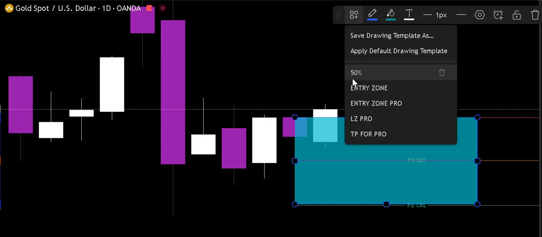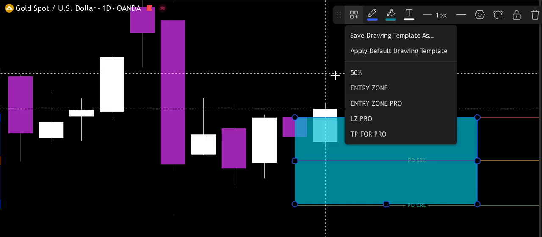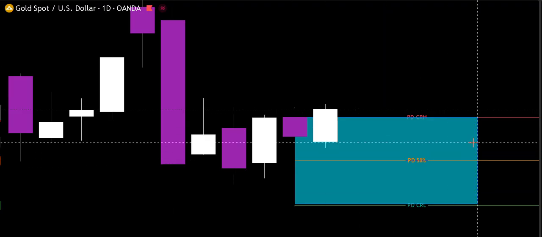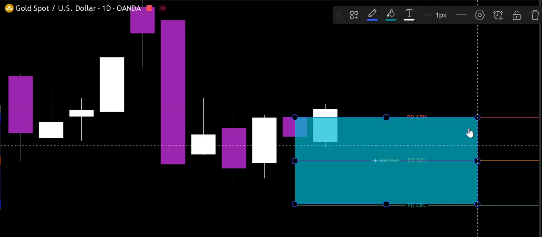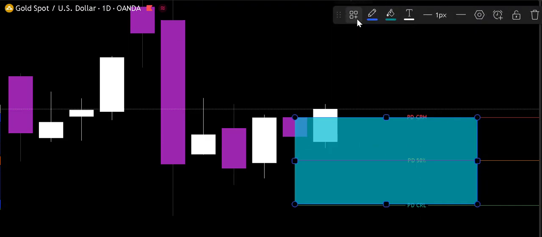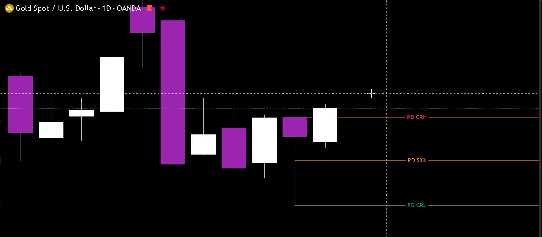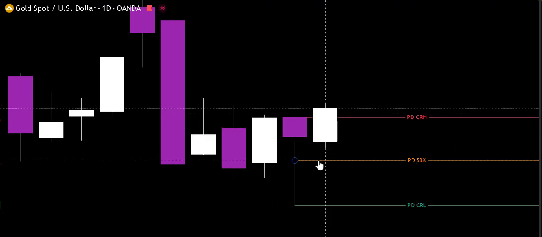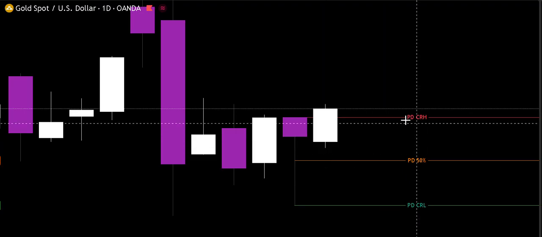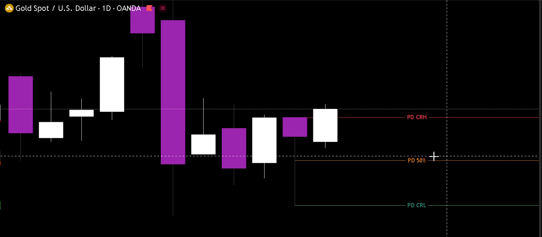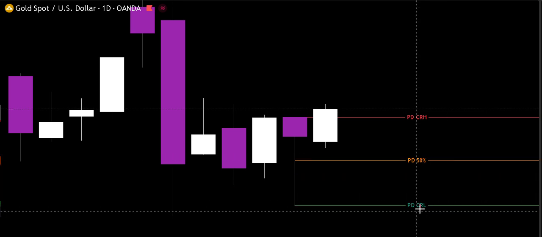If you want to make sure that everything is set and comfortable, you need to know to mark like this. The first is previous day CRT high, previous day CRT low, and previous day 50%. This is how our market looks like a pro. If you want to trade like a pro, you need to be with PD CRH, PD 50%, and PD CRL.